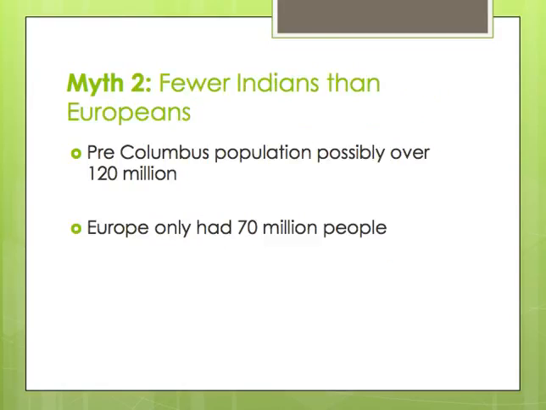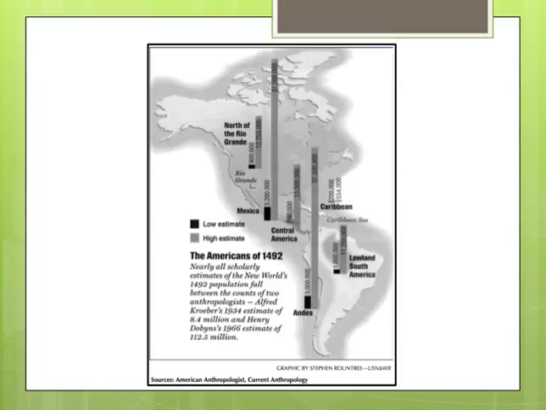Myth number two, fewer Indians than Europeans lived here. Before 1500, the American continents had a population of 90 to 100 million people who lived in North, Central, and South America. Now, if you take it at those high numbers, what that would mean is that at the time Europe only had 70 million people living there. The pre-Columbus population could possibly have been over 120 million people. Here's a map that shows these. These numbers have been around for quite some time, even as early as the 1930s, and the high range up into 1966.